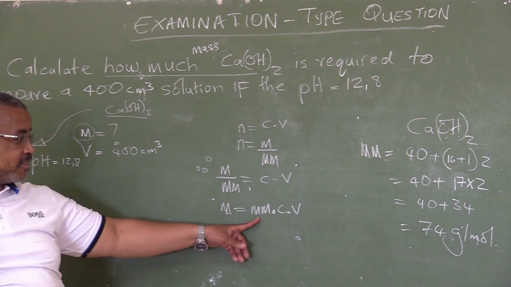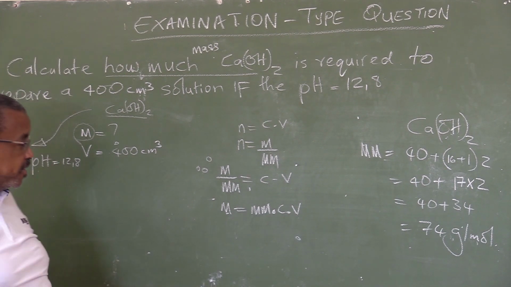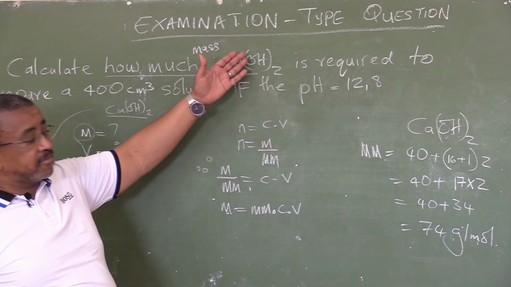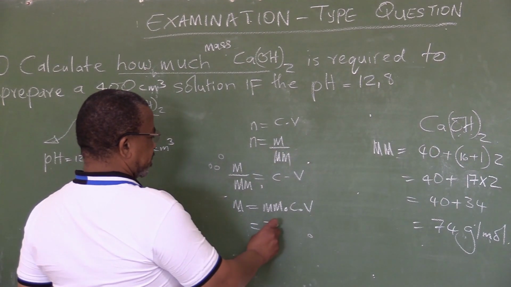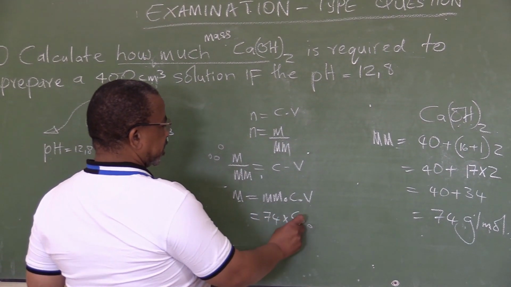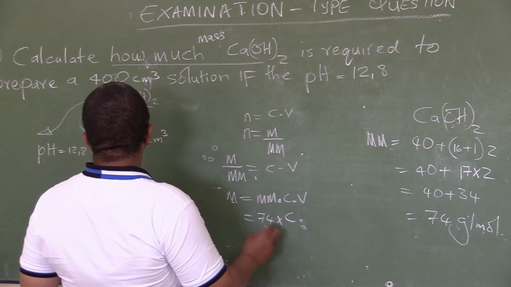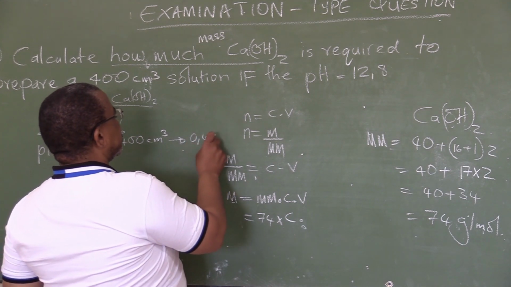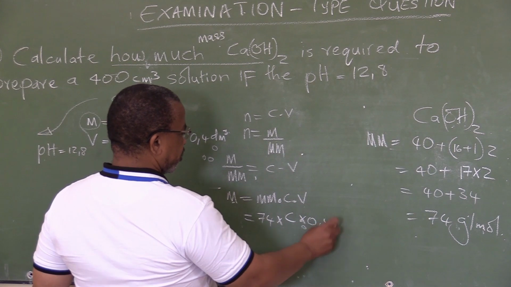We have found the molar mass. The volume and concentration are the challenge, we must find them. That is why it's an examination type question. Molar mass 74 times the concentration, which we must find, times the volume. Volume cubic centimeter to cubic decimeter is 0.4 decimeter cubed. So this is times 0.4.